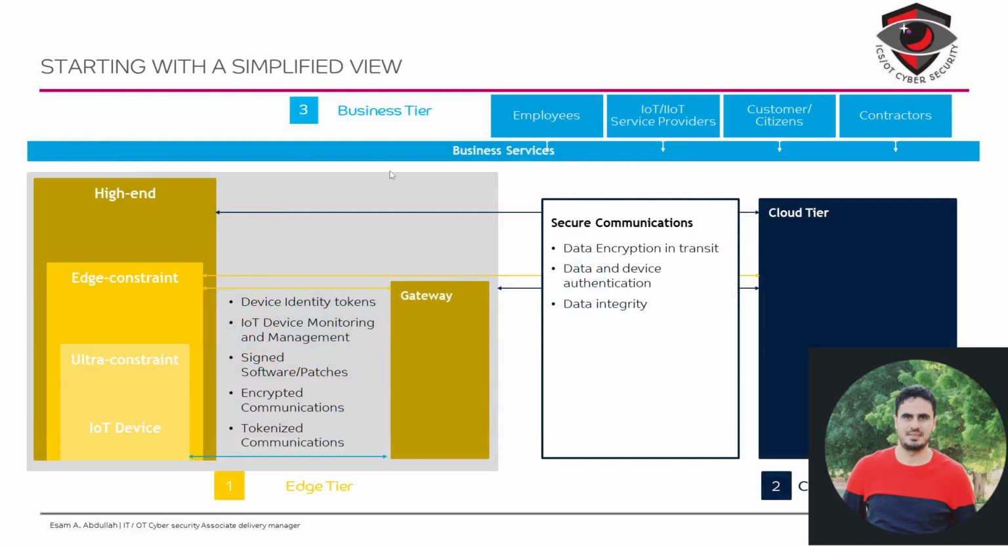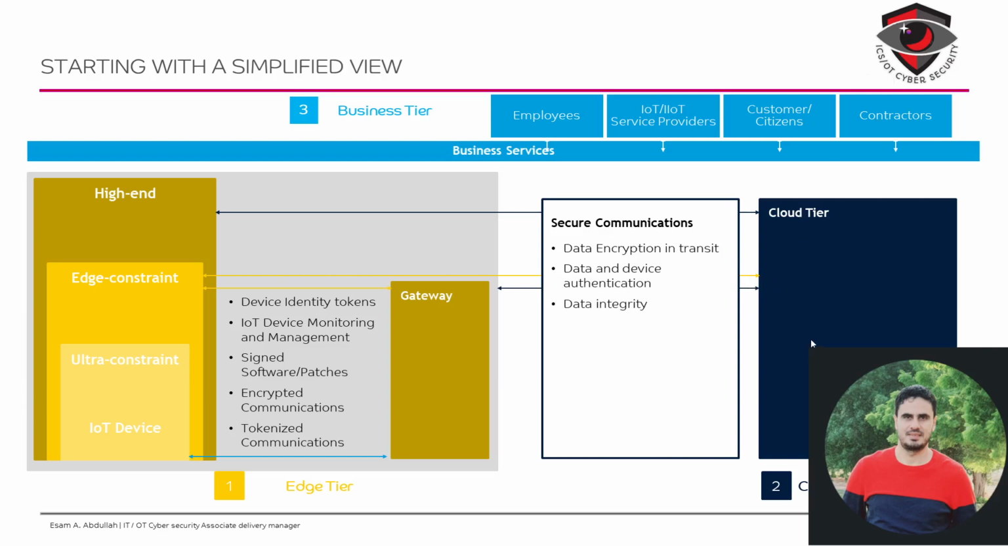So starting with a simplified view, as we mentioned, there are three tiers. One is the edge tier, the second is the cloud platform tier, and the third is the business tier. In the business tier, the employees, IIoT service providers, customers, and contractors are connected, because this is the enterprise layer doing the simulation, modeling, and financial components. A lot of things happen in this layer. And there are two tiers in between.